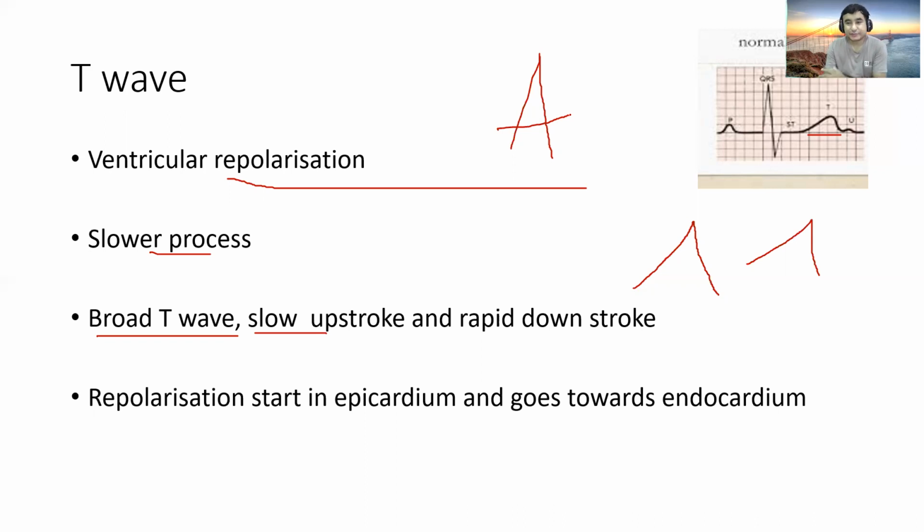And definitely it also has an amplitude. The amplitude of the T wave is usually less than 5 mm, that is 0.5 millivolt in limb leads, and 10 mm, that is 1 millivolt in chest leads. If it is more than that, we can say there is an increase in T wave amplitude. Okay.